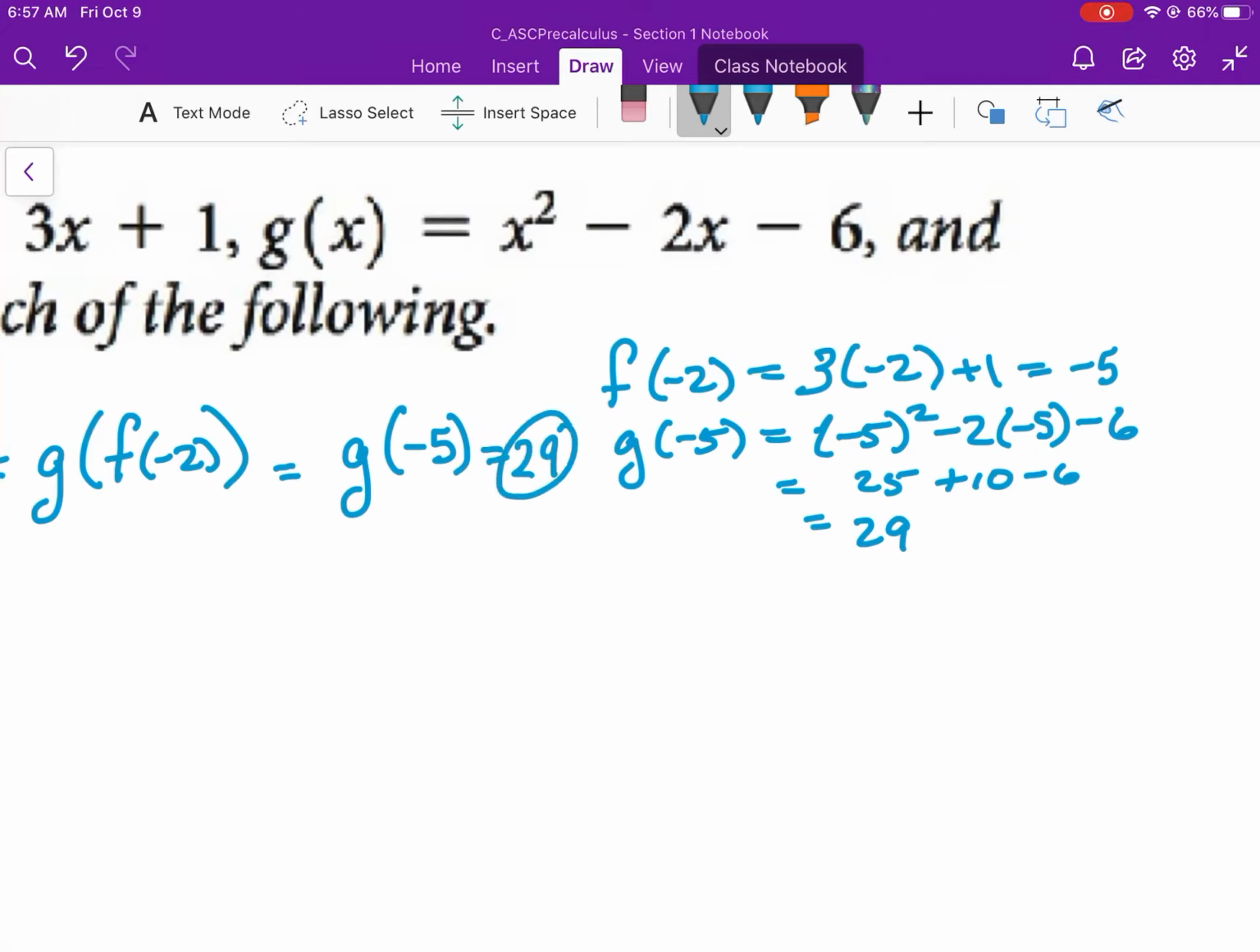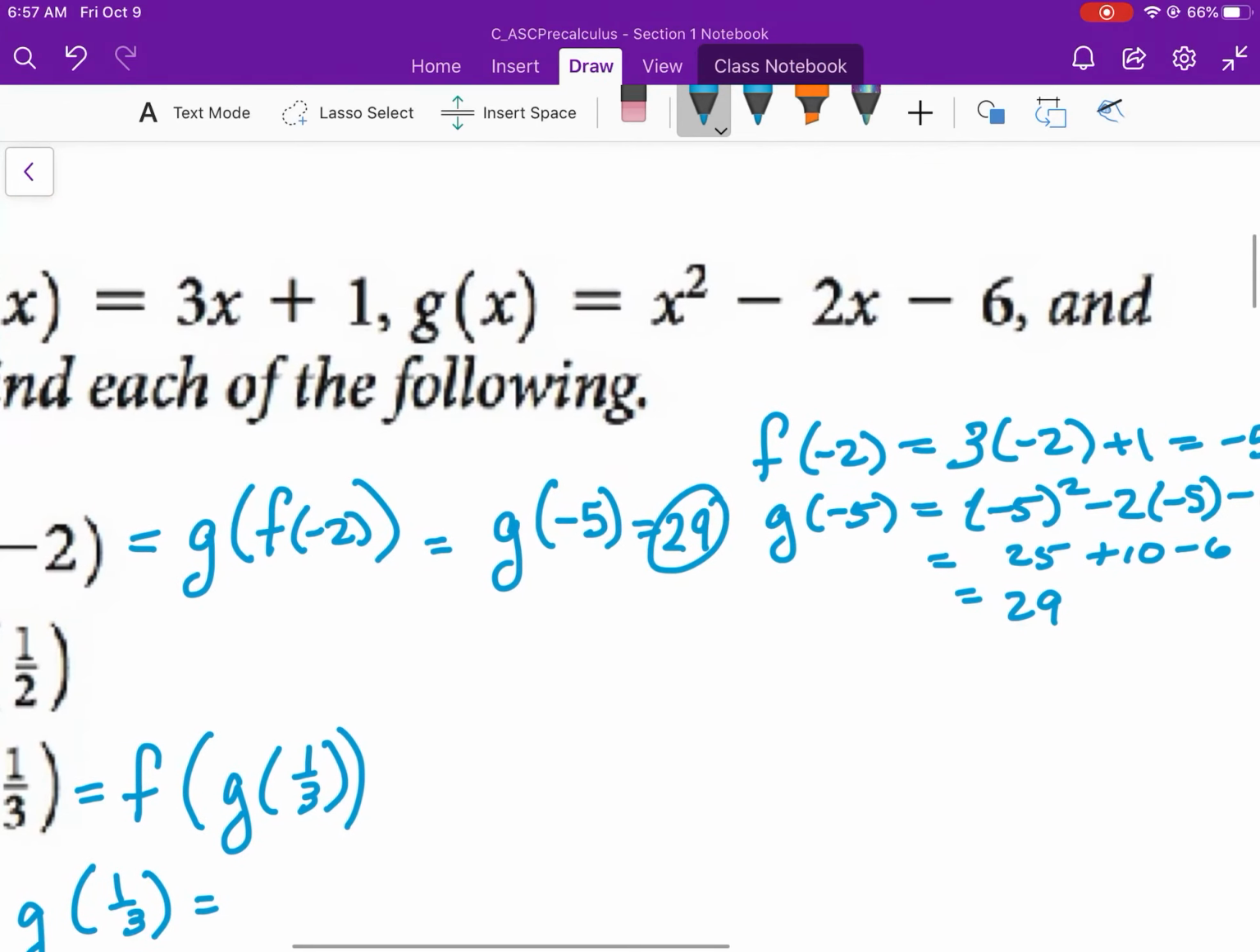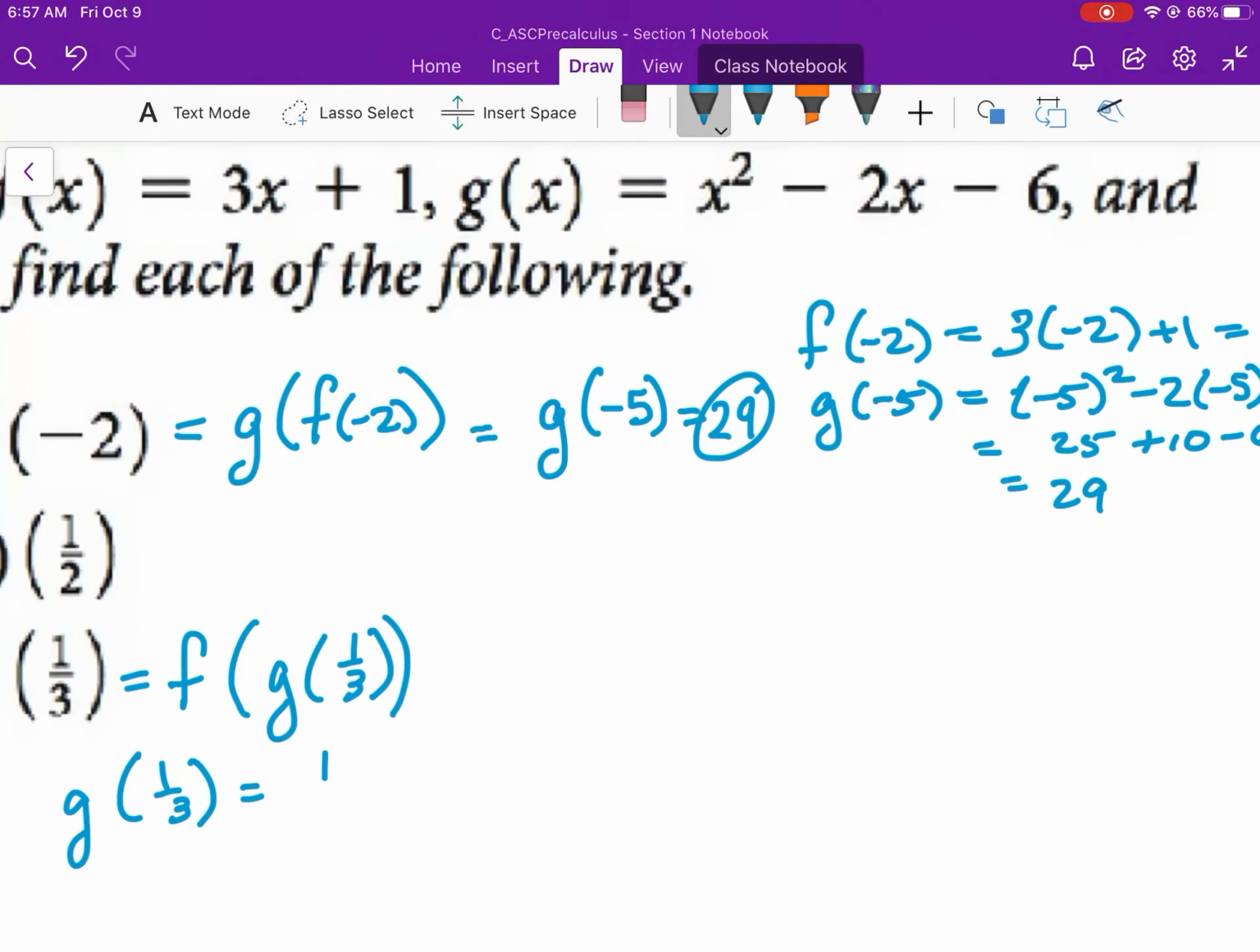Now this one is f of g of 1/3. You have to make sure you do them in the right order. Again, I like to rewrite it this way because that works better for my brain. You can do whatever. I don't know what you learned last year. Off to the side, g of 1/3 is 1/3 squared minus 2 times 1/3 minus 6. I'm going to have to break out my calculator. Then I have to find a value for that.